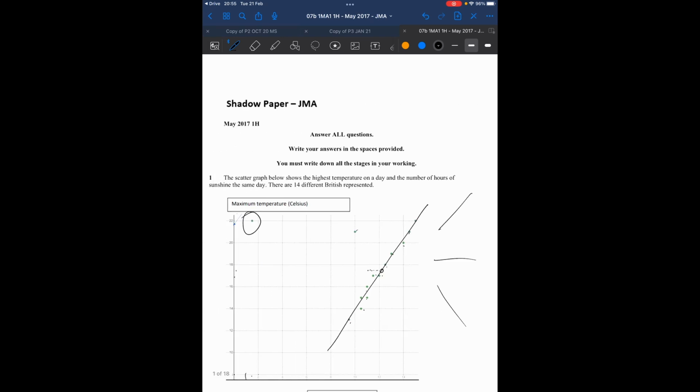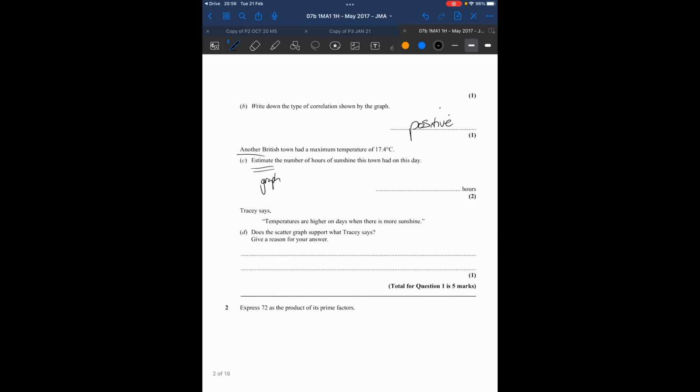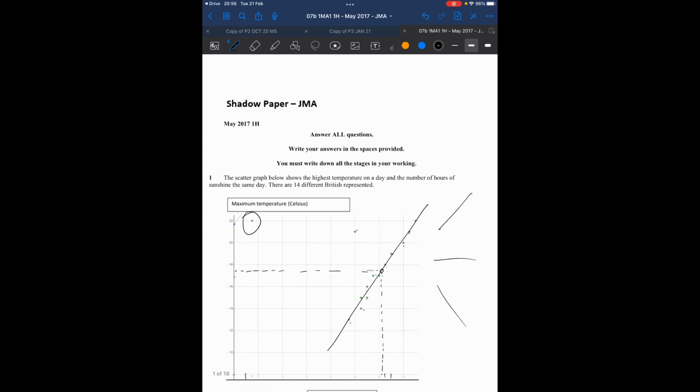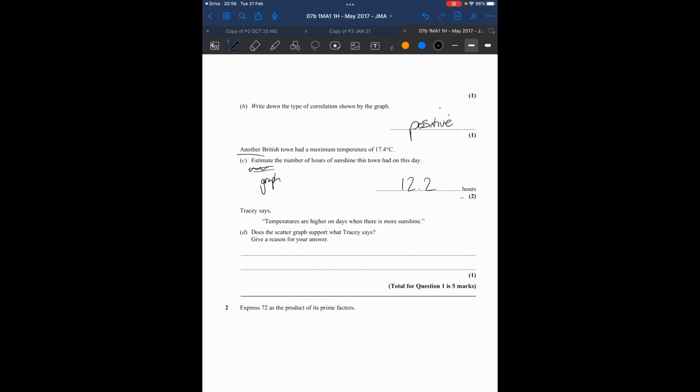Well, if it's 17.4, I can go along, and then I can go down. So this doesn't have to be perfect. There is a leniency built in here, but I should try and get pretty close. That would be 13. That would be 12.5. I'm going to say 12.2. 12.2 hours. One mark for clearly using the graph typically on this one.